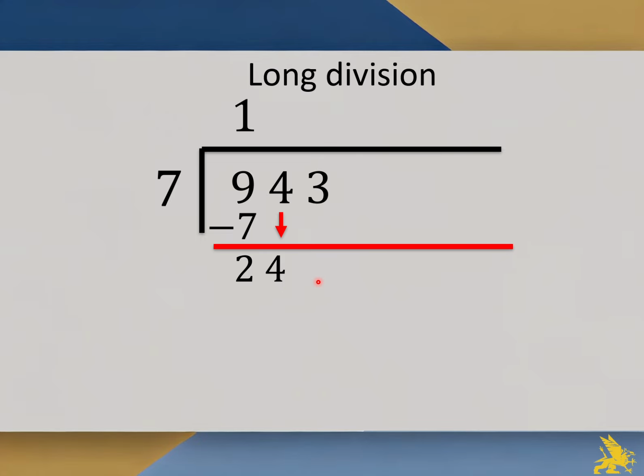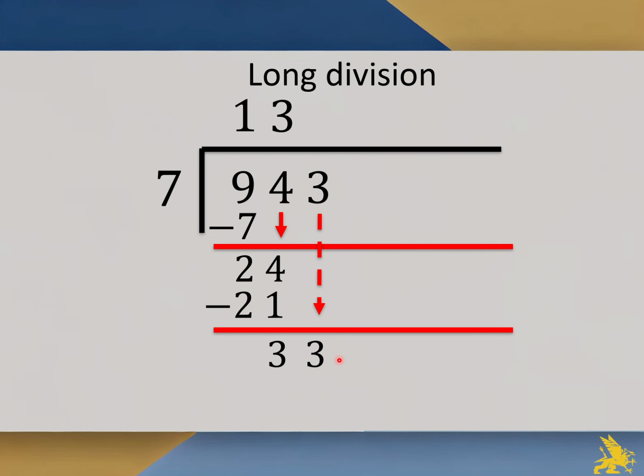So now I've got 24, and I'm doing the same thing. How many 7's are in 24? 3. How much have I shared? I need to do the opposite way now. 3 times 7 equals 21. I've shared 21, so I take that away. 24 take away 21 equals 3, and then I pull down my next value.